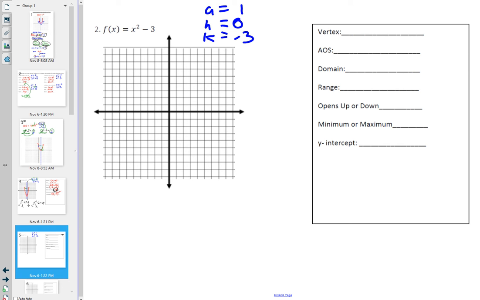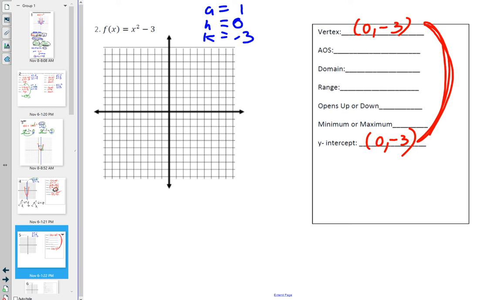Because when there's no parentheses, as long as there's no b term, you can think of it as still being in vertex form, but because there's no parentheses, there's no h. If there's no b, there's no h. Okay. What's the benefit of thinking of it this way? Well, that I already have my vertex. And you know what else I already have? My y-intercept. These are one of the few exceptions where the vertex and the y-intercept are one and the same.